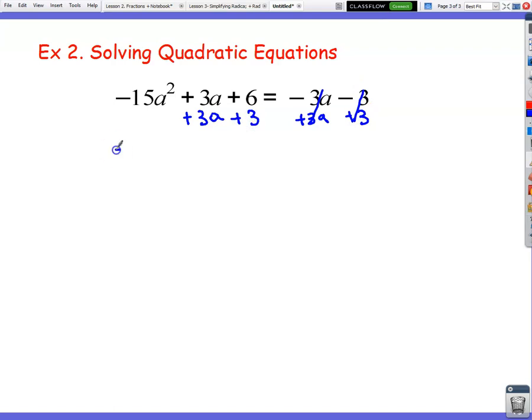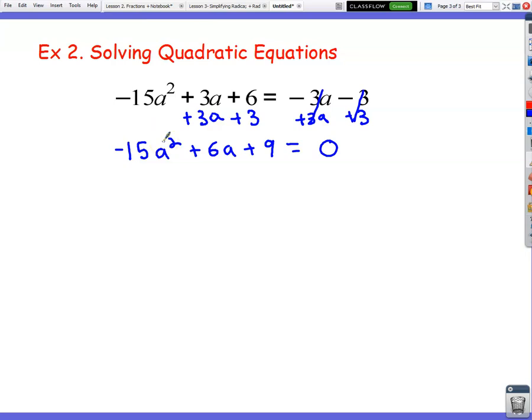So now what I have is -15a squared plus 6a plus 9 equals 0. Before we factor, we want to make our numbers as small as possible if you can. And also, you don't want the coefficient in front of the a squared to be negative. So the first thing we're looking for is a greatest common factor here.